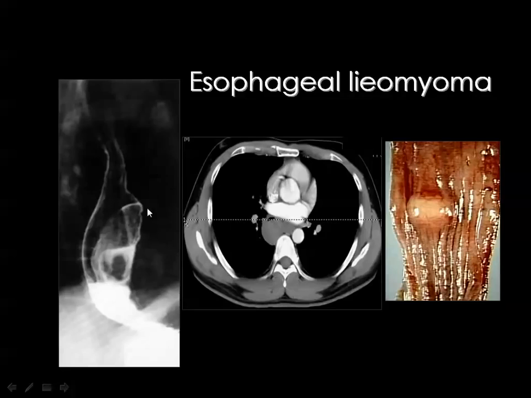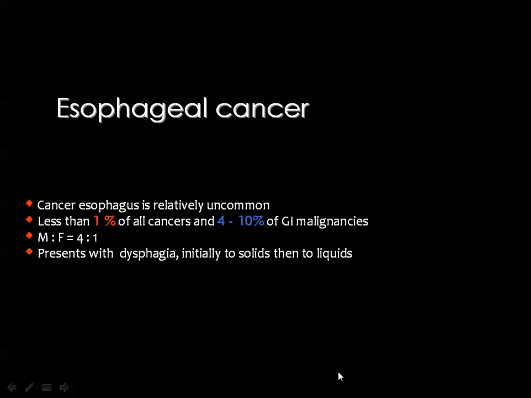This is an appearance of leiomyoma of the esophagus, having this smooth impression on the wall and this relatively dilated lumen. In the CT scan, you can see this is the site of the esophagus identified by this air loculus, and this is the tumor which grows outside the esophageal lumen.